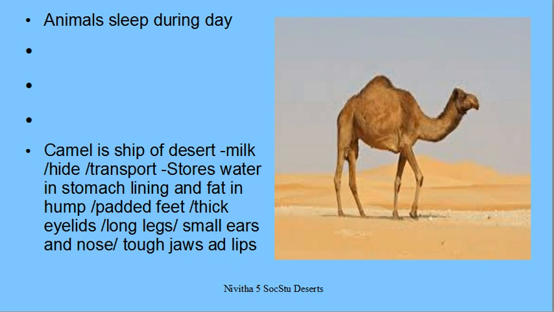What are the specialties of the camel? Camel gives milk as a food for the people and for trade. Camel is a means of transport. You can use camel for transporting goods and people. It stores water in the stomach, so you don't have to find water for the camel. There is a lining in the stomach. It stores fat in the hump of the camel. This fat will be used as food in case food is not available. If green grass or anything is not available, camel can live on that fat.